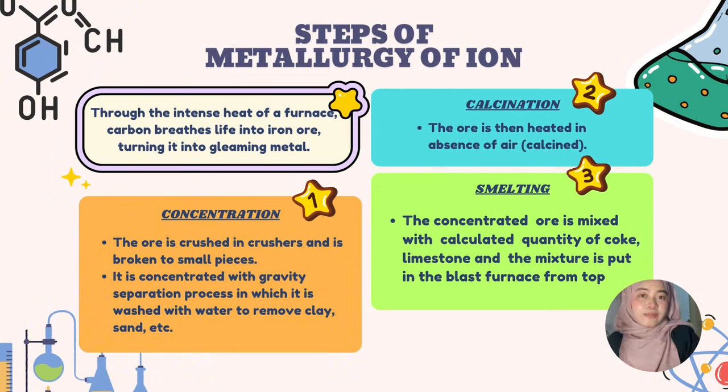Step 3 is melting, the final and most critical stage. The calcined ore is mixed with a calculated amount of coke, which acts as the fuel and reducing agent, and limestone, which helps remove remaining impurities as slag.